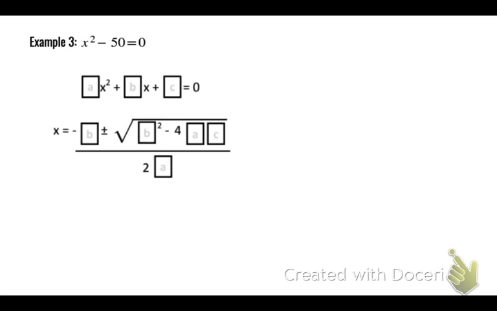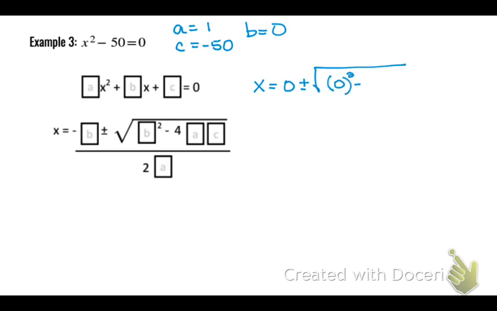So in example 3, it's equal to 0, a is equal to 1, c is equal to negative 50. But if you notice, I don't have a middle term there. But we still have to say, when we're using the quadratic formula, that b is equal to 0, because it will be 0x. And then we're going to plug into our formula. So the opposite of b, it doesn't matter because it's 0. So we would say x is equal to 0 plus or minus the square root of b squared, which is 0, minus 4 times 1 times negative 50. And then all of that is going to be divided by 2 times a.